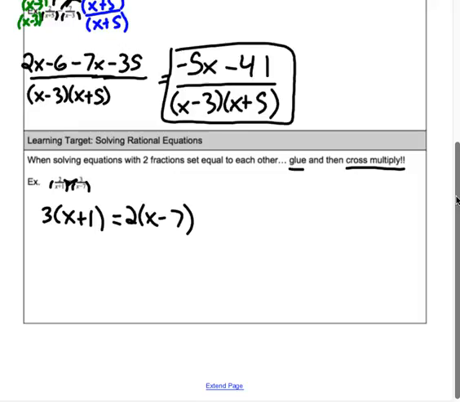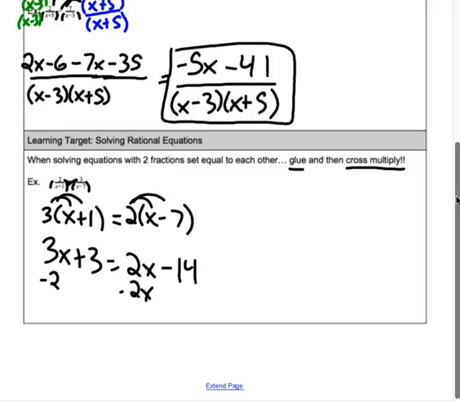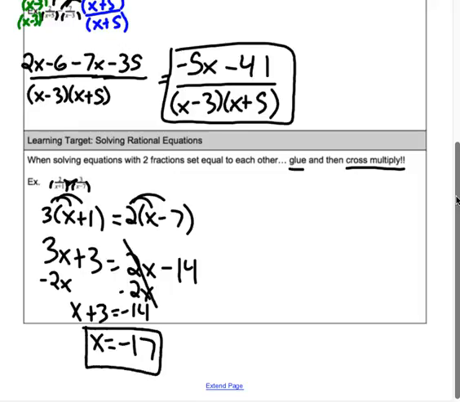How do I clean that up? Well, I can distribute on both sides. So 3x plus 3, distribute the 2 there, 2x minus 14. Now I just have a linear equation to solve. So I have x's on both sides. So I'm going to get them together by subtracting off the 2x. Well, 3x minus 2x still leaves me with a 1x sitting there. Then subtract the 3 over. So negative 14 minus 3 more will give me a negative 17.